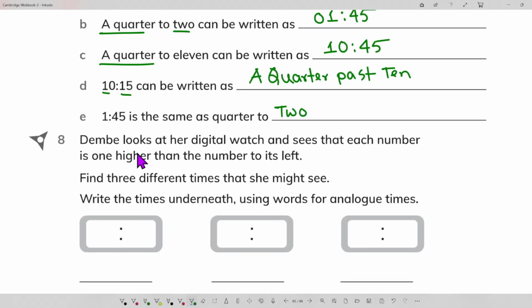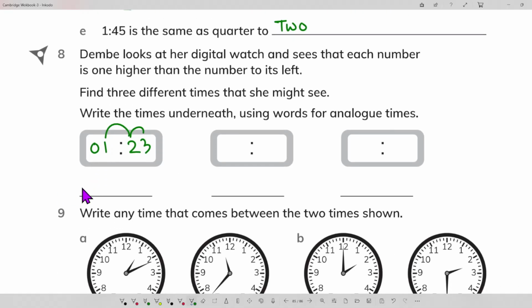Okay, so Dimby looks at her digital watch and sees that each time is 1 higher than the number to its left. Find 3 different times that she might see. So suppose we say 0, 1, 2, 3. So 3 is higher than 2 and 2 is higher than 1. This one we can say 1:23, 23 past 1. Same thing, we can write 12:34. 4 is higher than 3, 3 is higher than 2, and 2 is higher than 1.